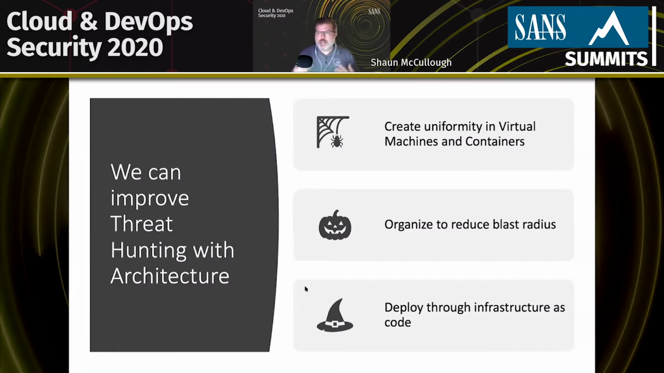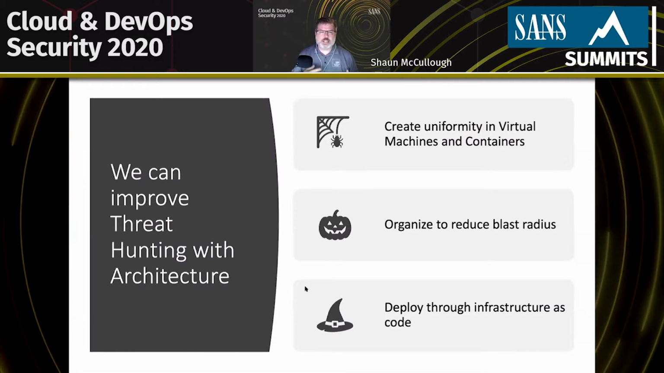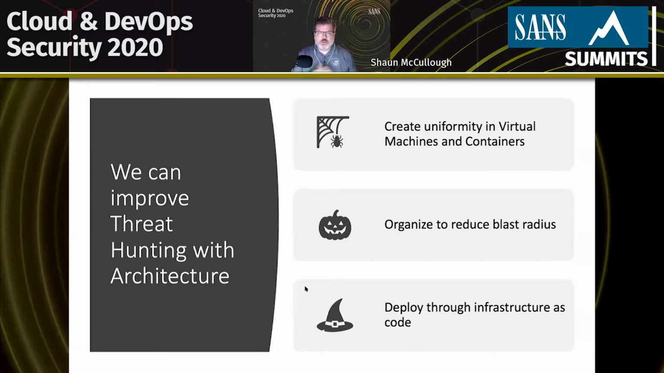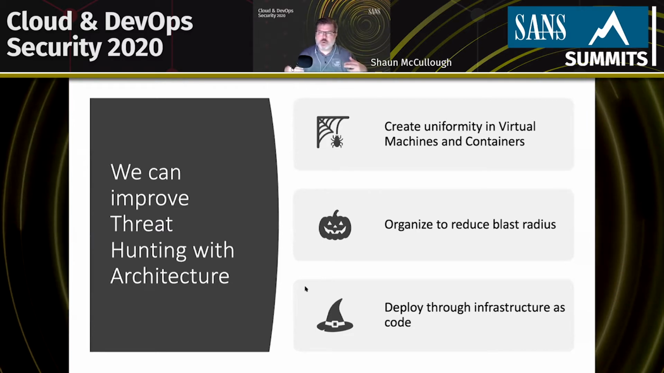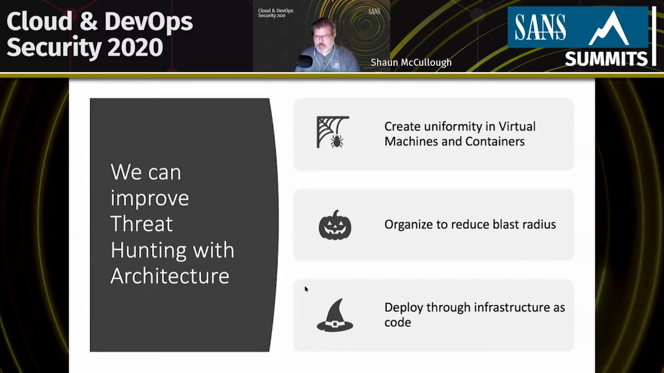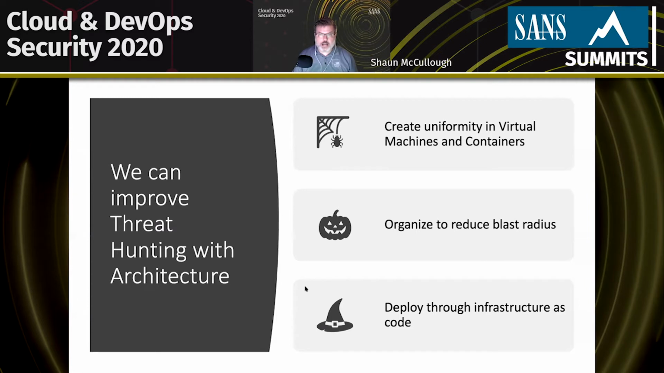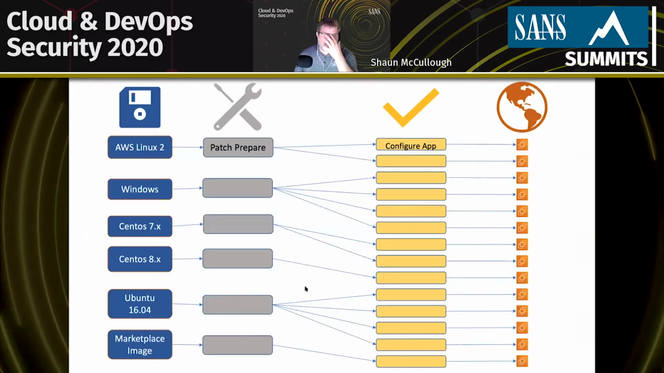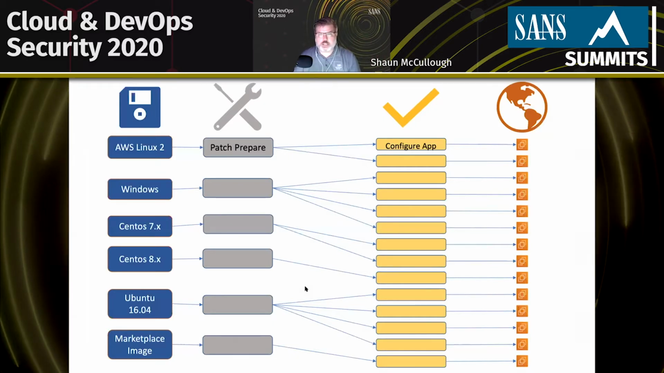So I've got three basic areas where I think organizations should focus in terms of trying to help architect their environment to support threat hunting and remediations and operations. And the first one is creating uniformity in your virtual machines and containers. Anything that you're going to build yourself that you have to manage in a cloud environment, you want to try and create this uniformity.